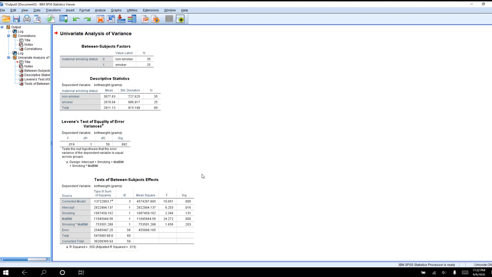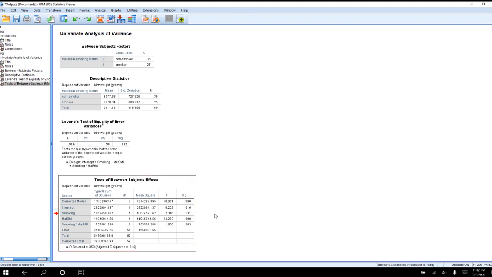The model results are shown in the table Tests of Between Subjects Effects. It shows that smoking, with a significance value of 0.131, does not have a material effect on birth weight. That is in the presence of BMI, which is a significant contributor to explaining birth weight. It has a p-value of 0.000. In other words, the covariate was significant, but the categorical factor of smoking was not. We determined that smoking is not significantly associated with birth weight after controlling for BMI.